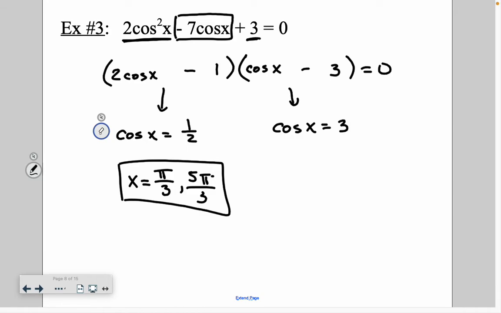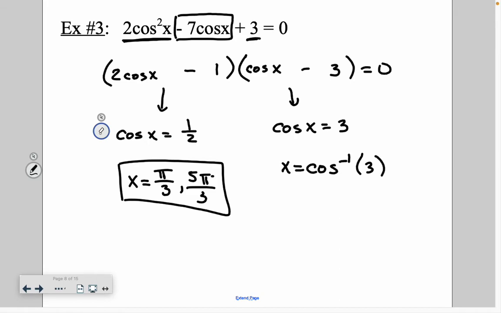Instead, how do I solve for x? If you were just solving this, what would you do? Can't divide by cosine. This isn't cosine times x. There it is. The opposite of cosine is the inverse. So if you would take the inverse cosine of both sides, you would get the inverse cosine of 3.